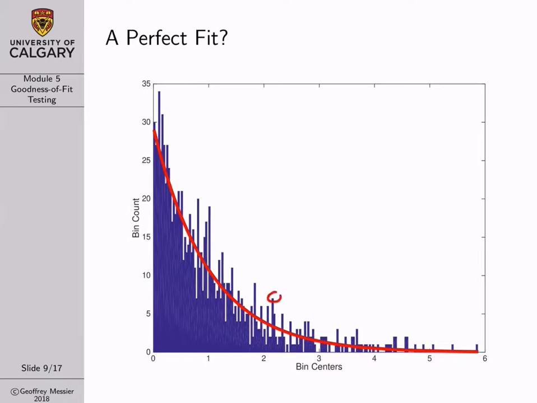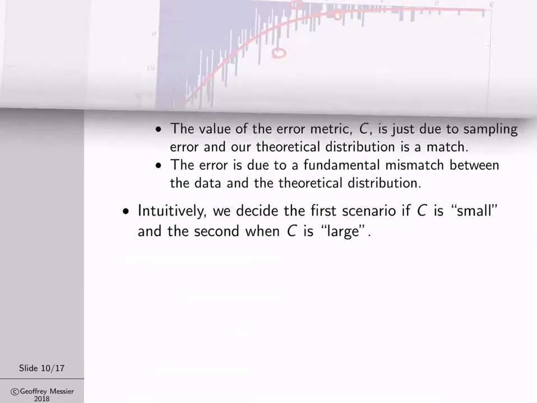So some of the bins are a little too high. Obviously, some of the bins are a little low. Some of the bins are right on the distribution, but in general, it goes up and down. So even though we have a perfect match, there's still some error. And that's, again, due to the finite number of data samples that we're working with. And that's what we refer to as sampling error.